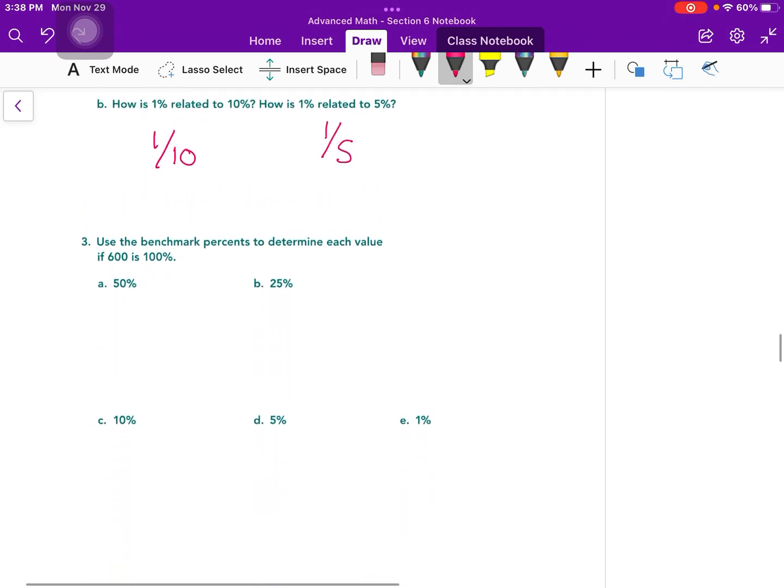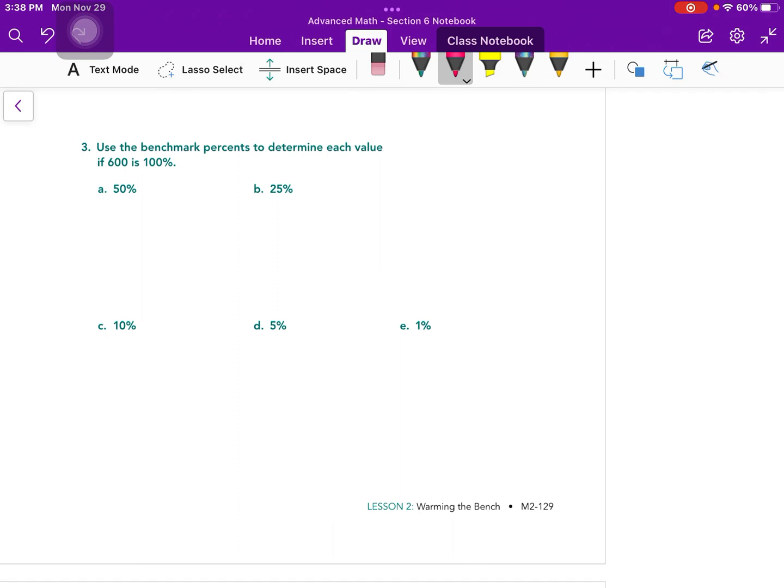All right, so use those benchmark percents to determine each value if 600 is 100%. Okay, so if I'm dealing with 600, 50% of 600 is like saying half of 600. And half of 600 is 300. 25% of 600 is like saying 1/4 of 600. So half of 600 is 300, and half of 300 is 150. Or I could take 600 divided by 4.